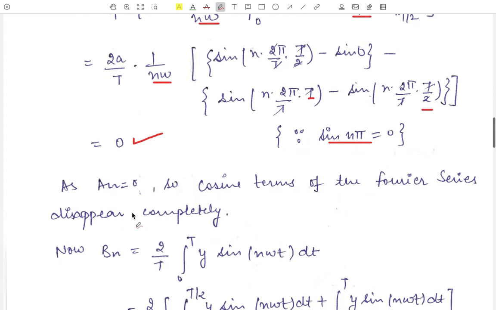Now since a_n is 0, therefore the cosine terms of the Fourier series have completely disappeared. That is, there is no cosine term in the Fourier series.